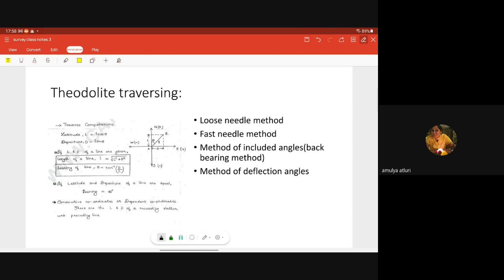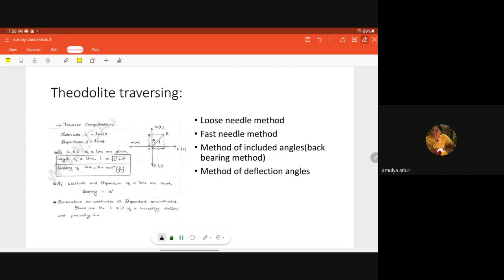What do we do in loose needle traversing? The bearings of lines will be measured with theodolite with respect to the compass fitted. Okay, that is called loose needle method. That is inbuilt. Okay.